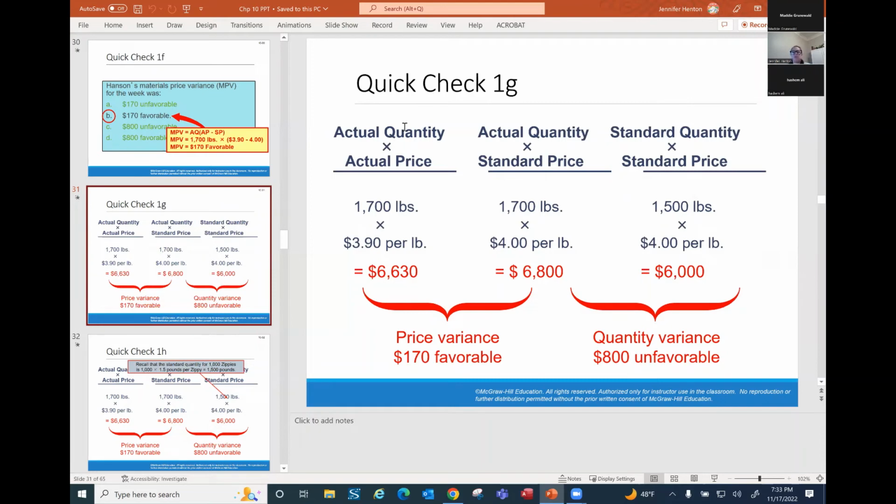All right, so this is the chart that we had looked at earlier. They're just going to plug it all in. So the actual quantities are here, 1,700. The standard quantity was here. That's the amount that we calculated out, the 1.5 times the 1,000 units that were produced. And then we had the price. So remember, we calculated that with the 6,630 divided by the 1,700. So that's the $3.90. $4 is the standard. So we look to see what is our price variance here, $170 favorable. And then what was the difference between the actual quantity and the standard quantity. So we have a quantity variance of 800 and it's unfavorable.